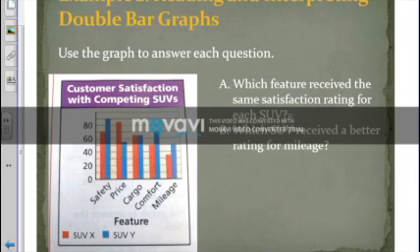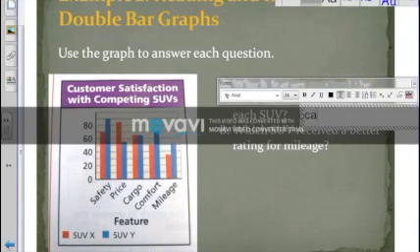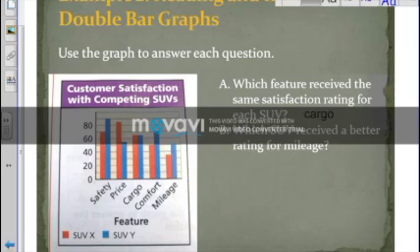So the first question here is, which feature received the same satisfaction rating for each SUV? If it's the same, you would expect both bars to be equal to each other. In this case, cargo, you can see the bars are equal to each other, so the answer must be cargo. B, which SUV received a better rating for mileage? So I'm going to go to the mileage category and see which bar is higher. That's SUV Y.